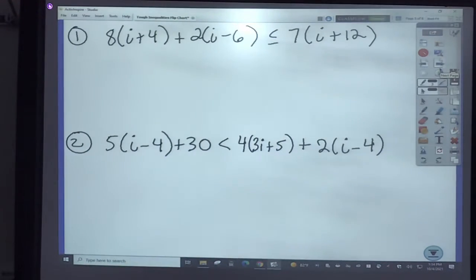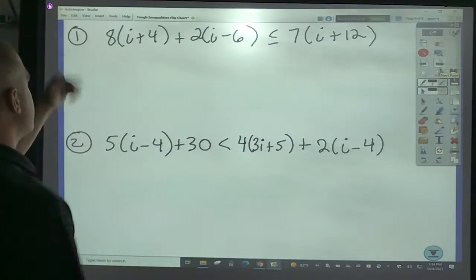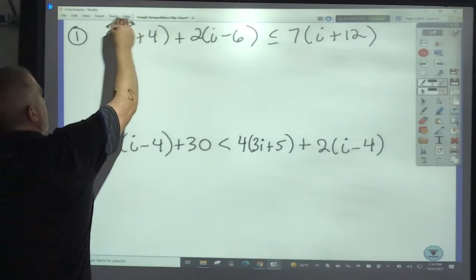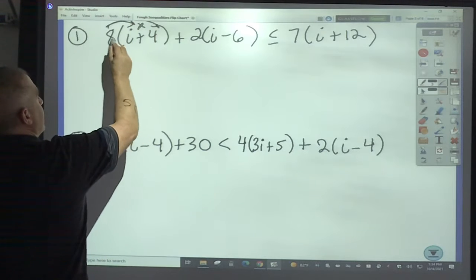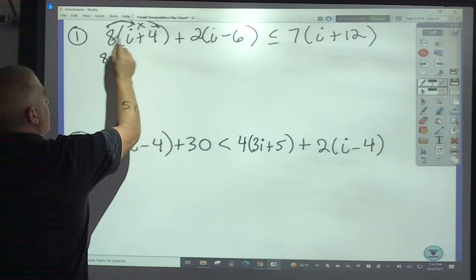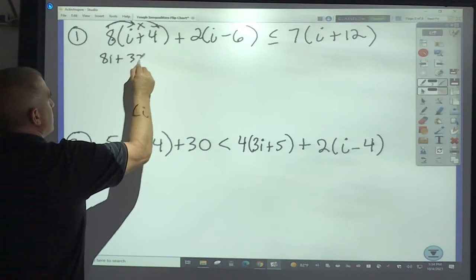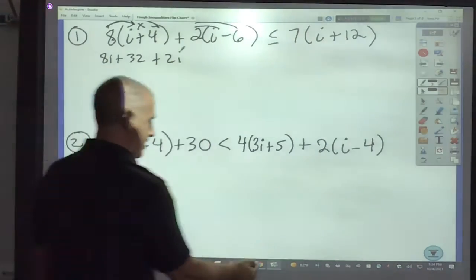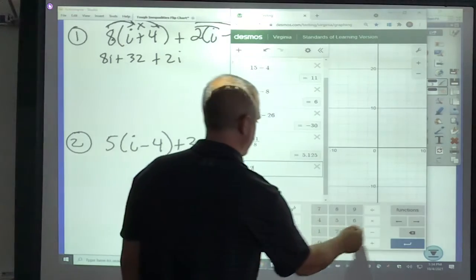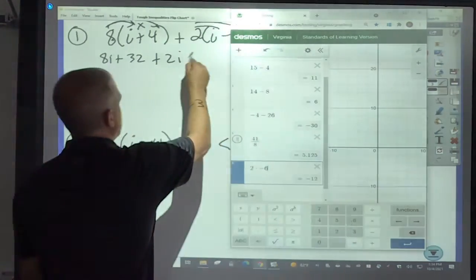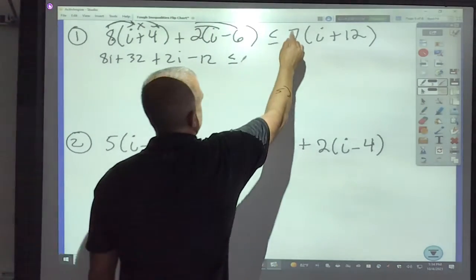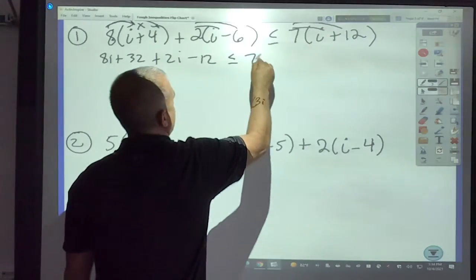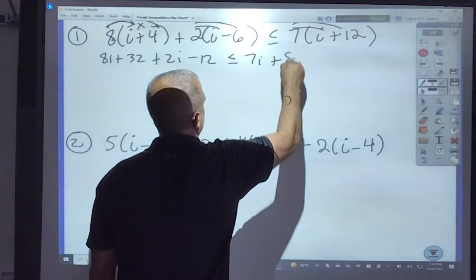Okay? So, with these, what I'm going to have to do first is get rid of the parentheses. How am I going to do that? I am going to multiply. 8 times i is 8i. 8 times 4 is 32. 2 times i is 2i. 2 times negative 6. Anytime you got negatives, you should always be using parentheses. It's negative 12. Less than or equal to, multiply those. 7 times i is 7i. 7 times 12 is 84.